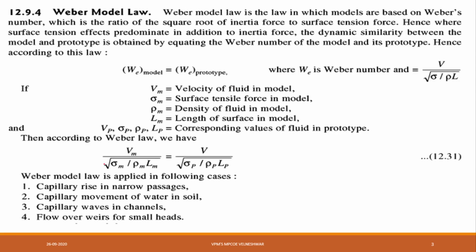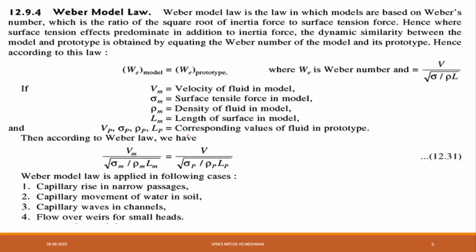Next, Weber model law. Weber model law is a law in which models are based on Weber number. It is the ratio of the square root of inertia force to surface tension force. Now, in Euler model law surface tension is absent, but in Weber model law surface tension will be present. Hence it applies where surface tension effects are predominant in addition to inertia forces. Whatever surface tension is there will have some effect on inertia force. The dynamic similarity between model and prototype is obtained by equating the Weber number of the model and its prototype.